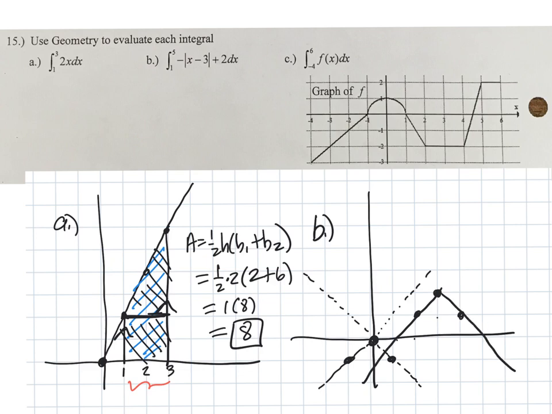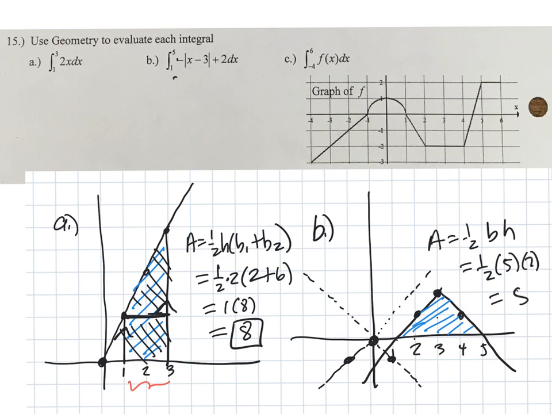All right, now we want the integral from 1 to 5. So 1, 2, 3, 4, 5. So that means we're looking at this region right here. Well, that's simply a triangle. We can find the area of the triangle by taking 1/2 its base times its height. So that would be 1/2 of 5 times a height of 2. So half of 10 is 5.